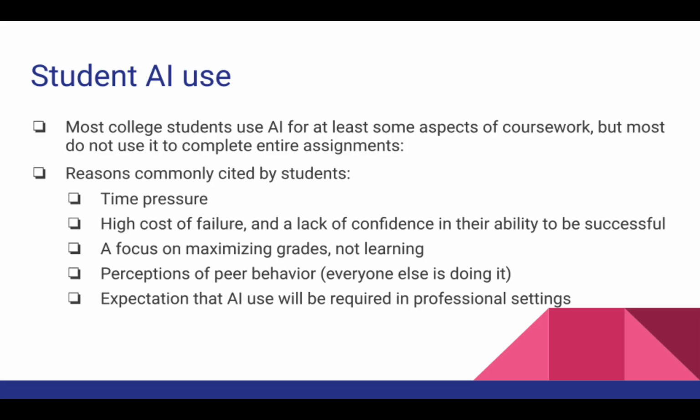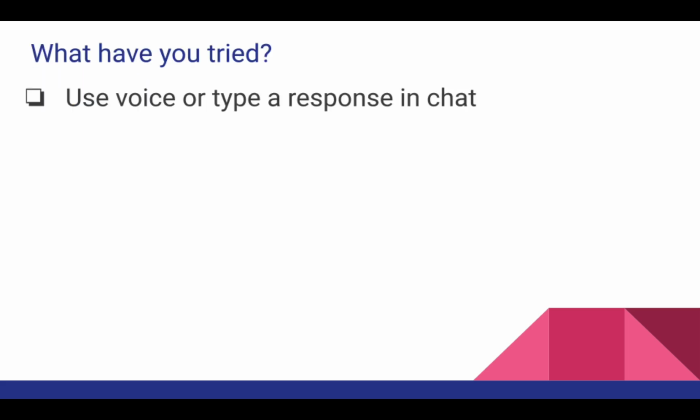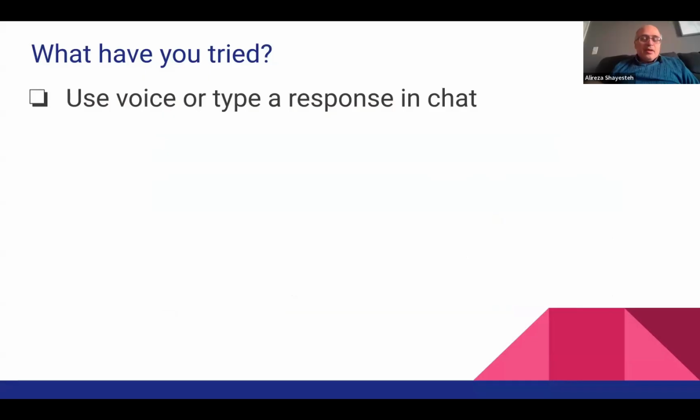Sometimes a complete ban is appropriate, but students may not understand that unless you are careful to help them understand that. So first, what have you tried? Either turn on your mic or type something in. Any suggestions on what any of you have done to address the issue of AI or to encourage students not to use it inappropriately?